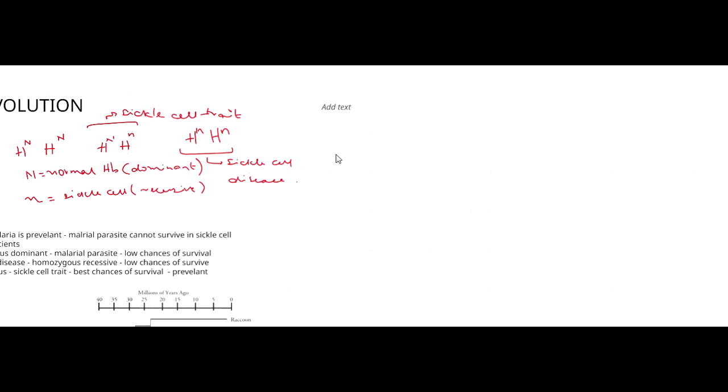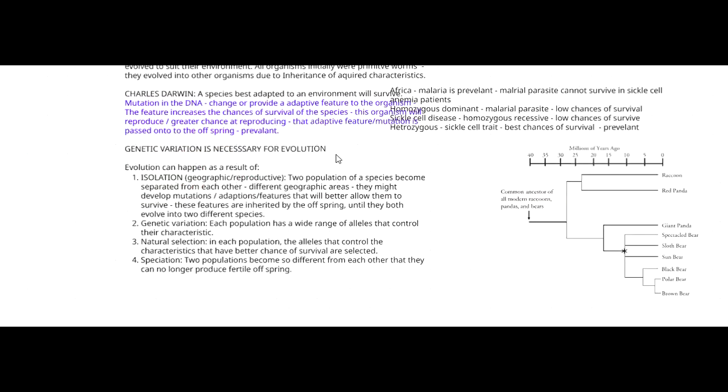Now, I told you that for evolution to happen, right? If you remember, we had discussed the factors. Evolution can happen because of isolation, genetic variation, natural selection, or speciation. So, let's go ahead and just talk about isolation a little bit more. When we talk about isolation, I told you one of the major isolations that can happen, and the commonest one, is geographical isolation.